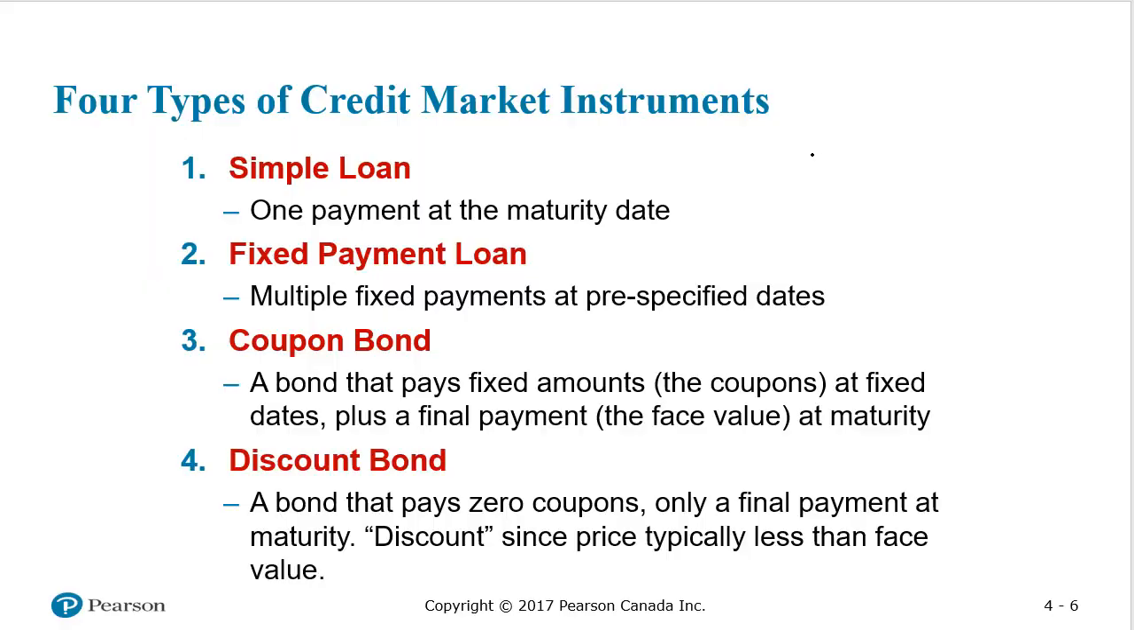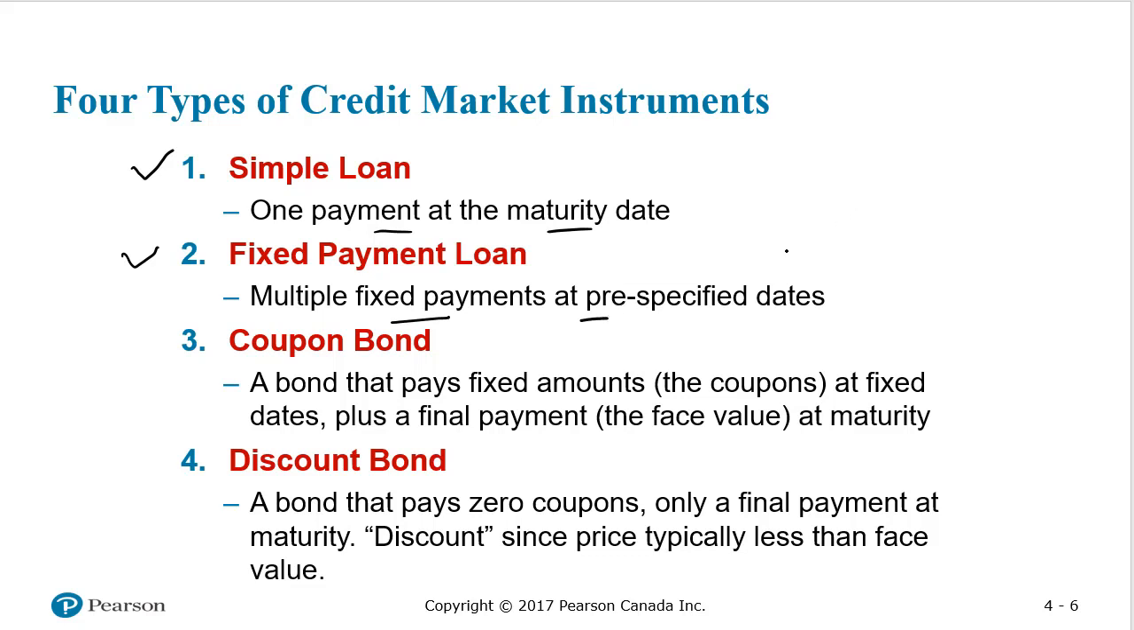This slide is looking at 4 types of credit market instruments. So the first is a simple loan, and it's just one payment at the maturity date. So that's the example that we've been looking at. Loan $100, have to pay it back at the end of 3 years. Okay. The second is a fixed payment loan, where there's multiple fixed payments at pre-specified dates.